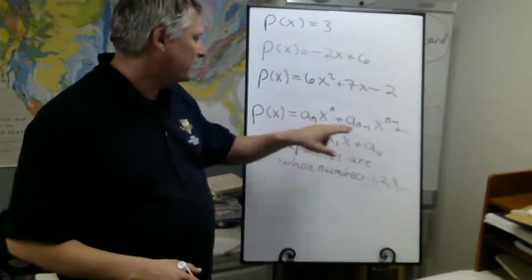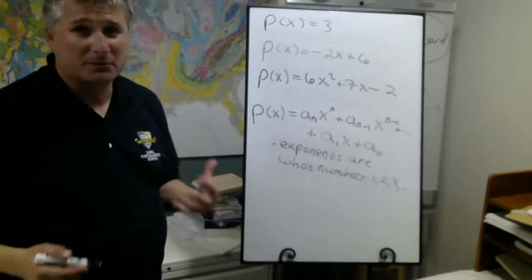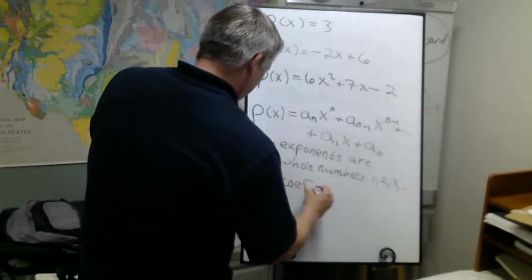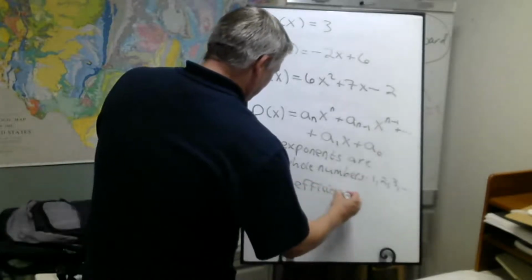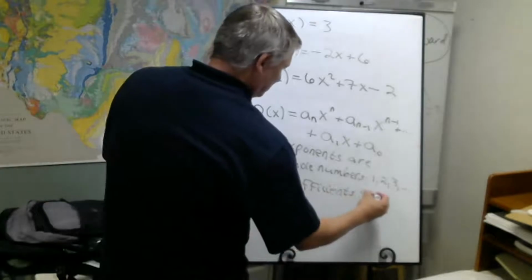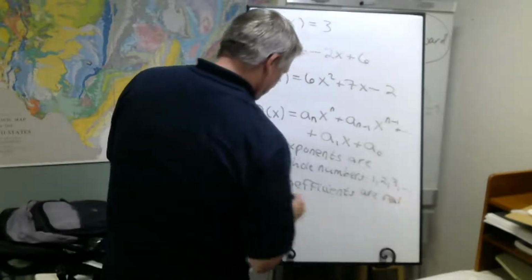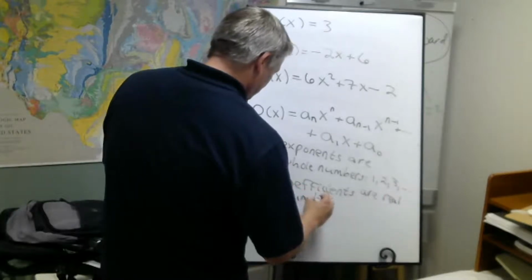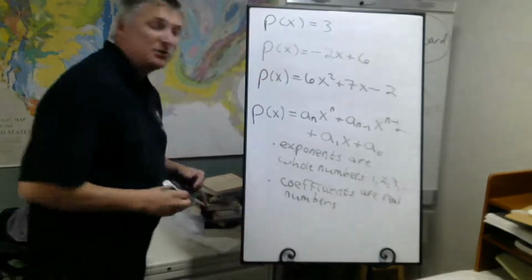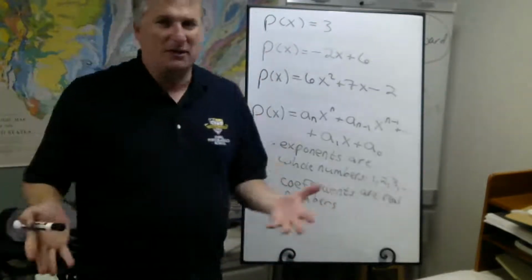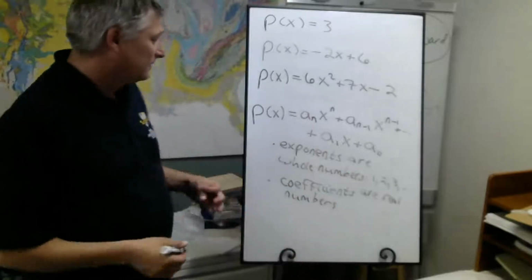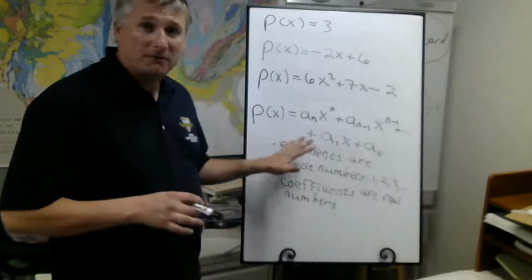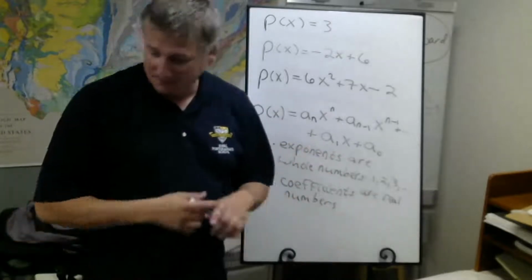Now, these numbers in front can be real numbers. They're called coefficients. These are real numbers, so these could be anything really, other than imaginary numbers. So exponents, whole numbers, and that's it. And for the coefficients, any real number you want.